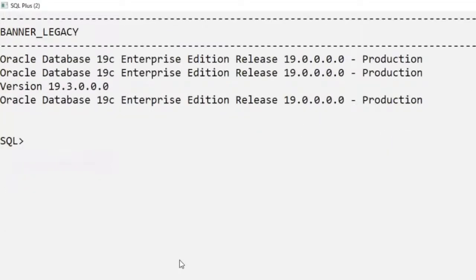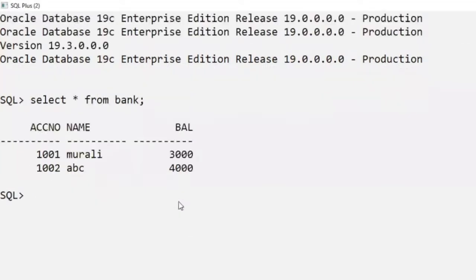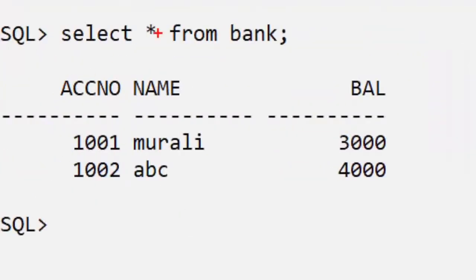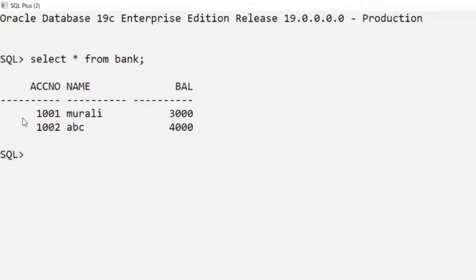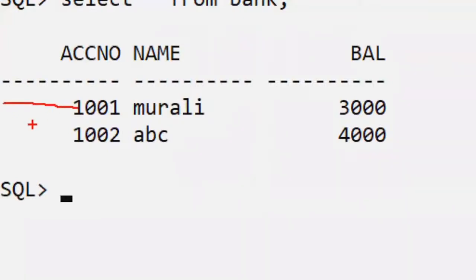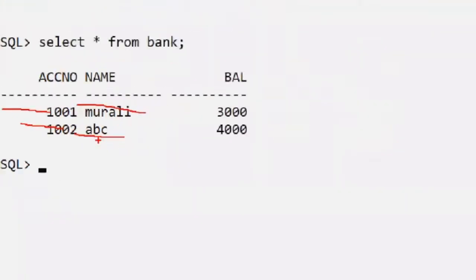Suppose in this database, observe here, bank is a table, for example. Just observe the scenario, very easy to understand. This is a bank table. In table format only, we are storing the data. Suppose this is in a bank, for example SBI bank. In this bank only, this is the data. Observe here, these are columns: account number, name, and balance. These are called columns. Here these are 1001 and so on. These are called rows or data.